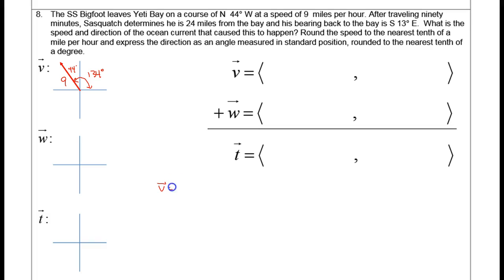Vector v will be equal to 9 times the cosine of 134, 9 times the sine of 134, for a total of negative 6.252, comma, 6.474. And that's our vector v.